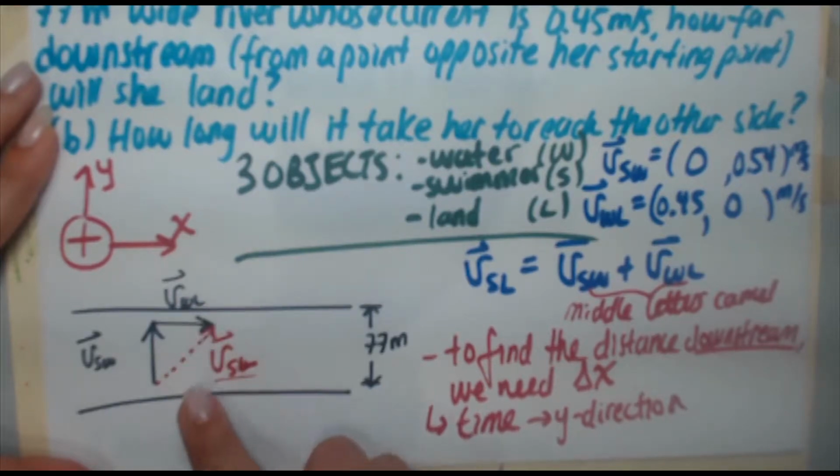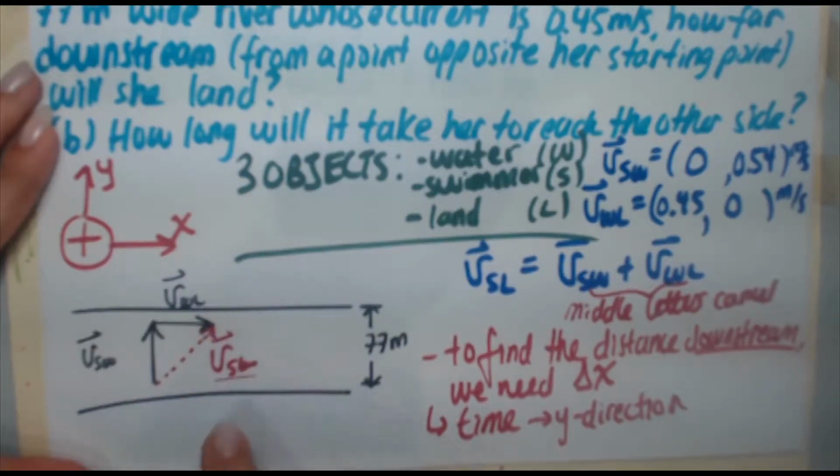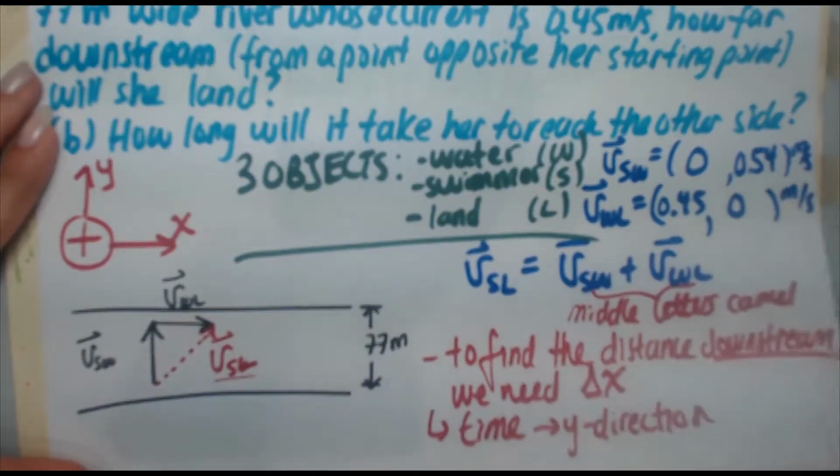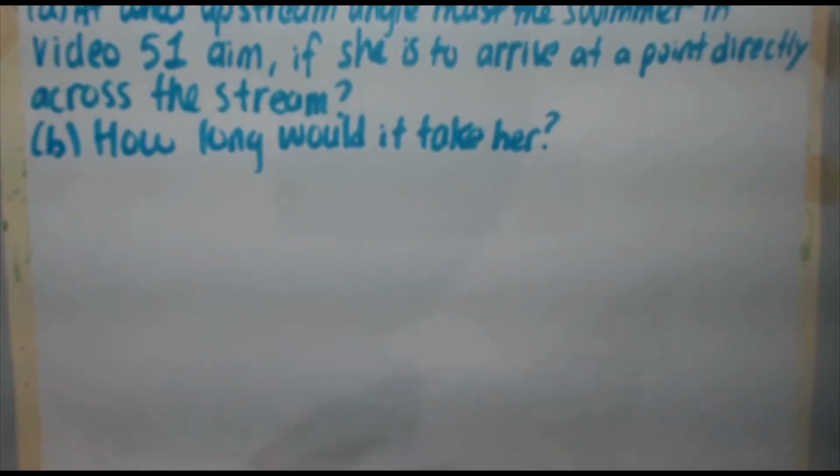And in order to do that, she will need to swim against the current. So she's going to swim against the current, the current's going to bring her back, and the resultant motion relative to the land will be straight up. Okay, so here is what we're dealing with in this problem.